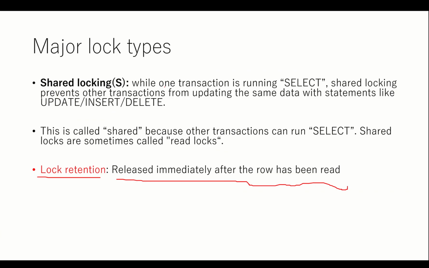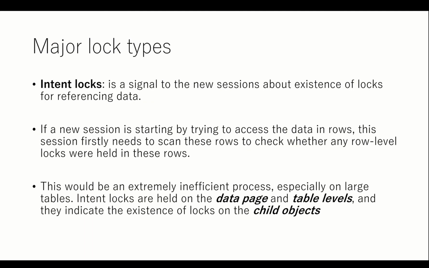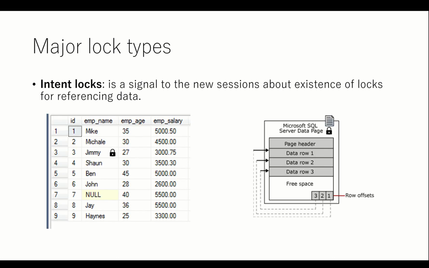So let's go back, and then there is another lock type called intent locks. I would say that an intent lock is a signal for new sessions about the existence of locks for referenced data. For example, imagine you have this kind of data, one, two. It's just simple data.